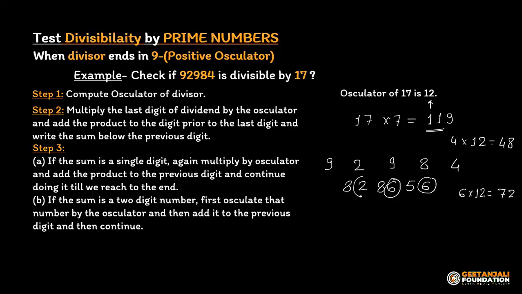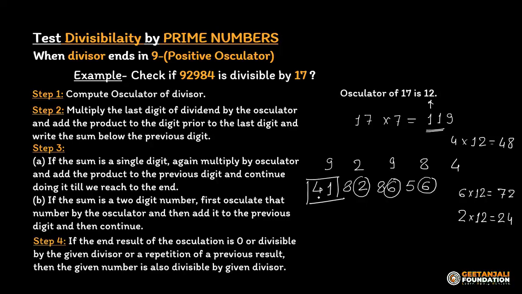We need to oscillate this once again. So 2 will be multiplied with 12. 12 2s are 24. 24 plus 8 is 32. 32 plus 9 is 41. So after oscillation, this is your final result.